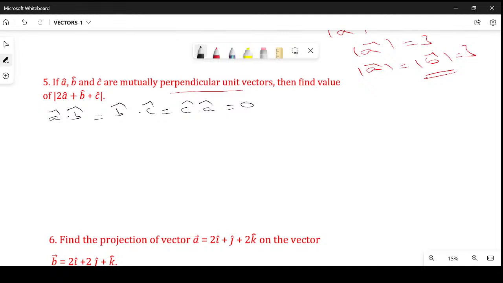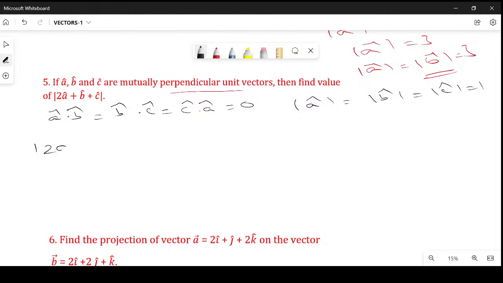I have taken the dot product equal to 0. And also we know that mod a cap, mod b cap and mod c cap are equal to 1, because they are given unit vectors. The length is 1. It is very clear. Now they are asking to find the value of this.